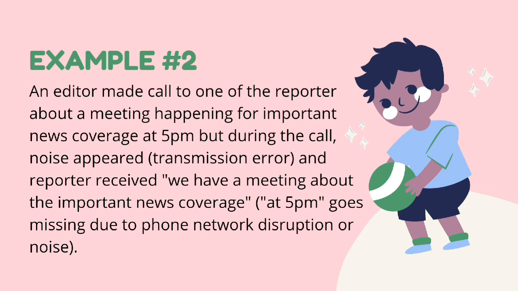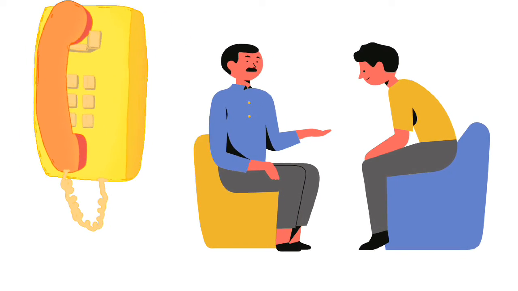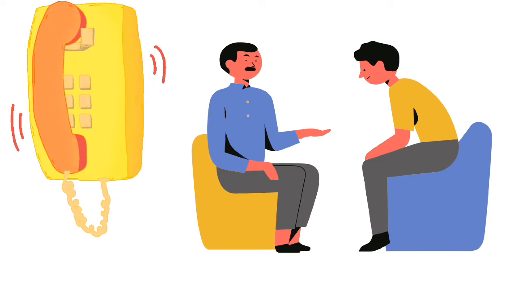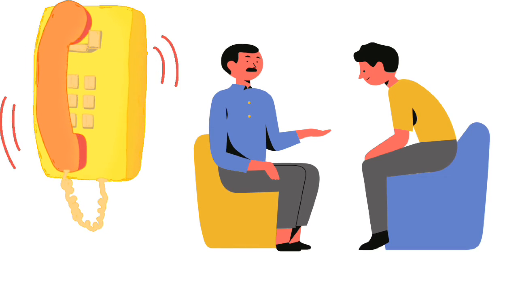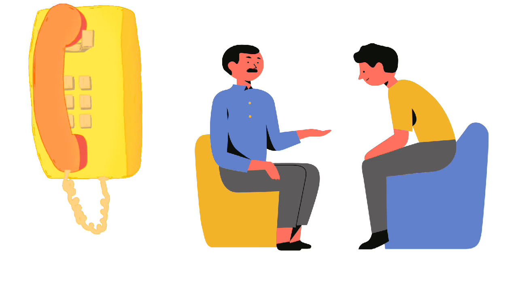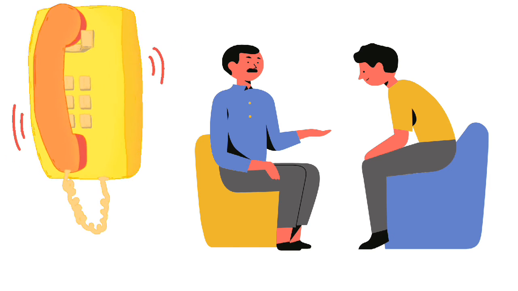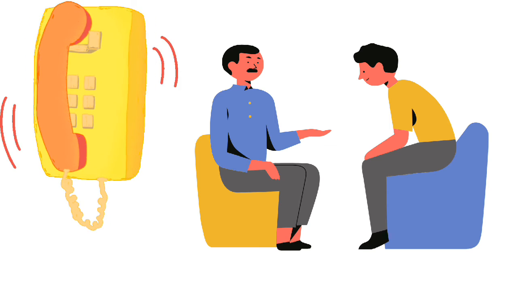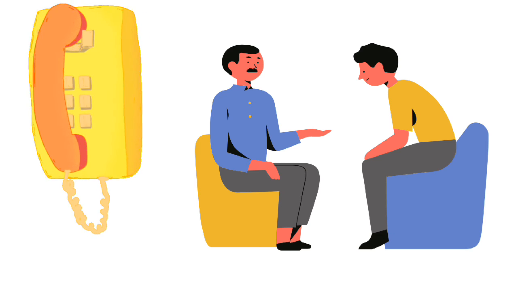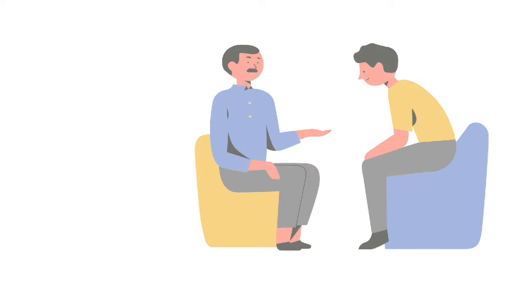In this example, the sender is the editor, the encoder is the telephone, the channel is the mobile network, the noise is the missing time due to disruption, the decoder is the mobile phone, and the receiver is the reporter. So due to transmission error or noise, the reporter can't understand the editor's message. The noise affected the communication flow between them.